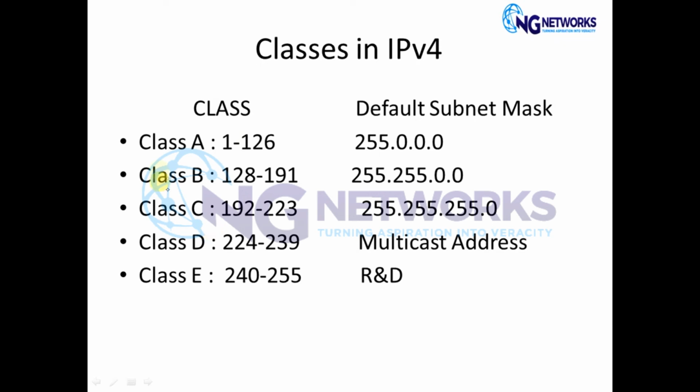In real time, we don't use class D and class E IP addresses because these IPs are reserved. Class D IPs are reserved for multicast purposes and class E is reserved for research and development. So we only use class A, B and C IP addresses in real time, and every class A, B, C has a default subnet mask. For class A, this is the default subnet mask. For class B, this is the default subnet mask, and for class C, this is the default subnet mask. We can change these default subnet masks if we want to.